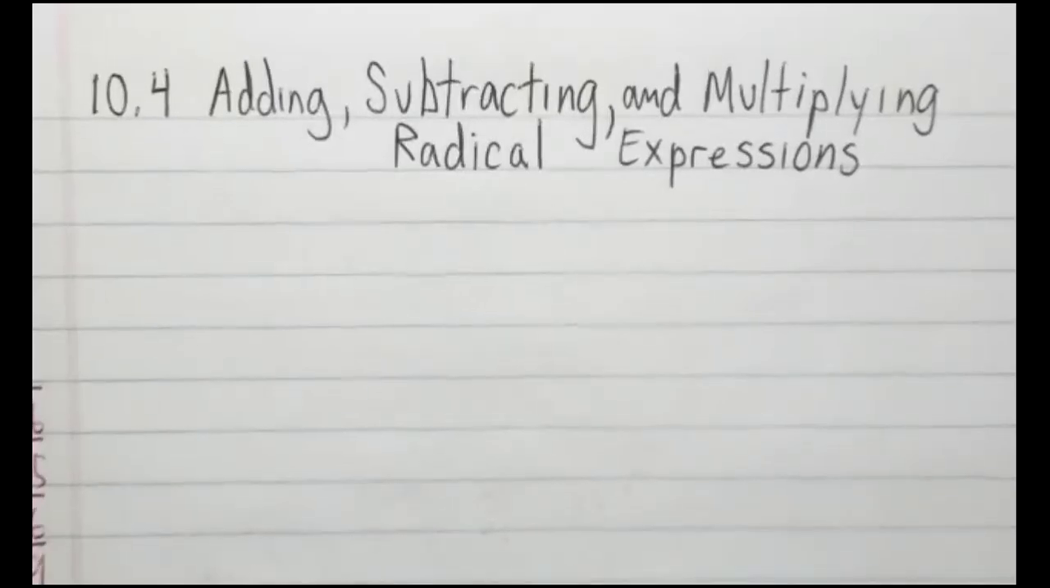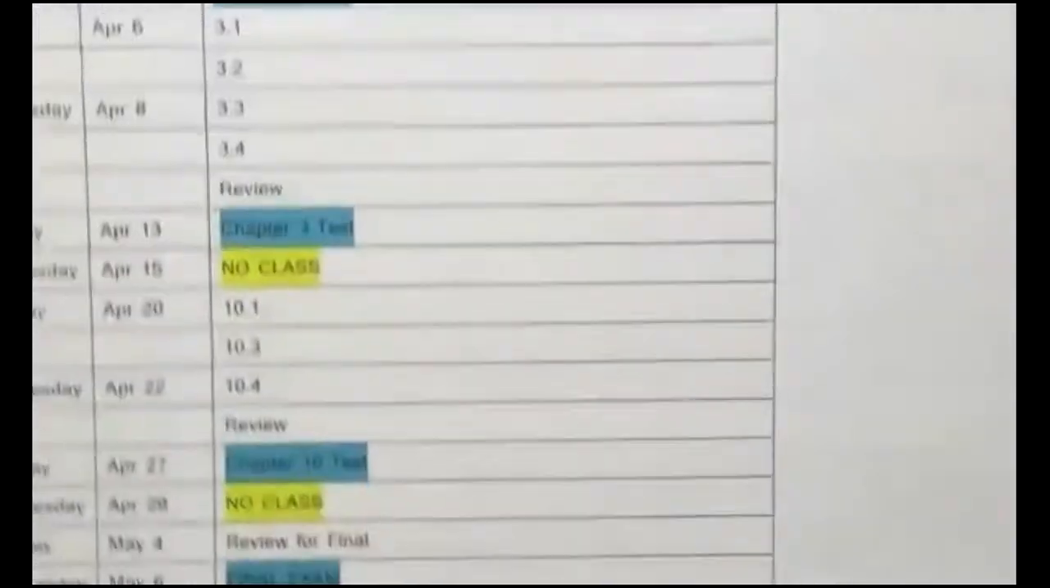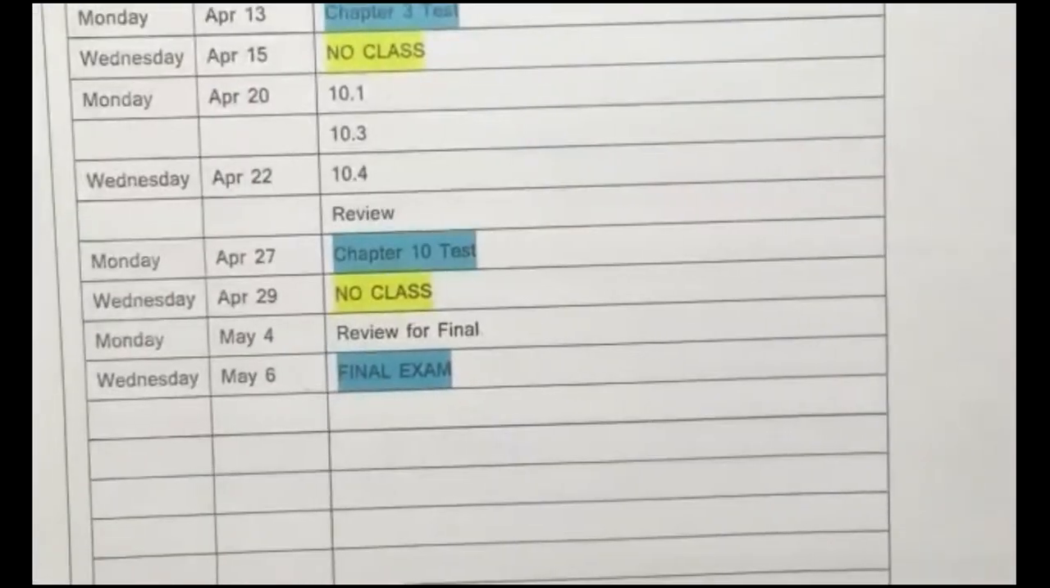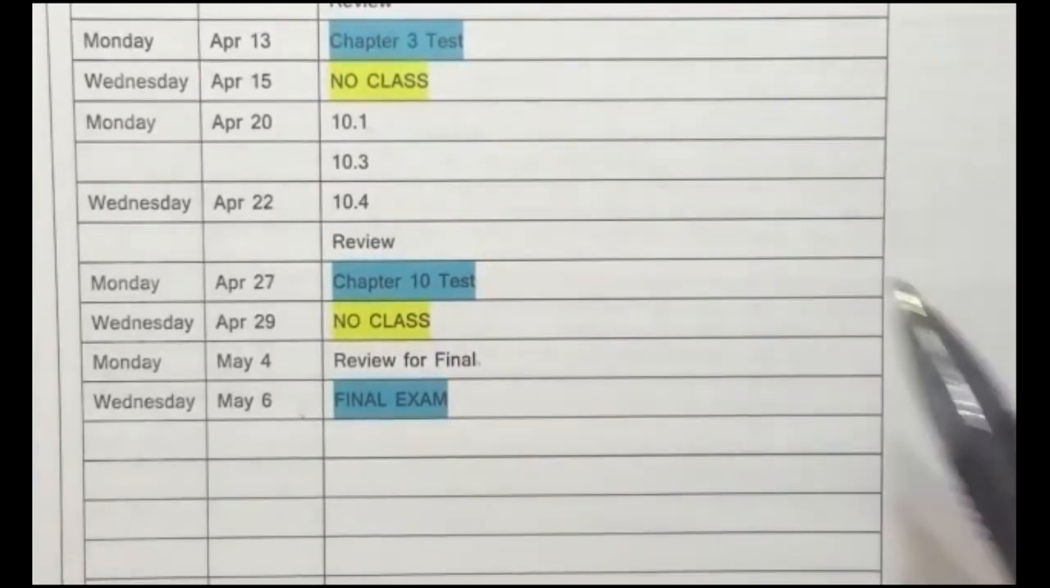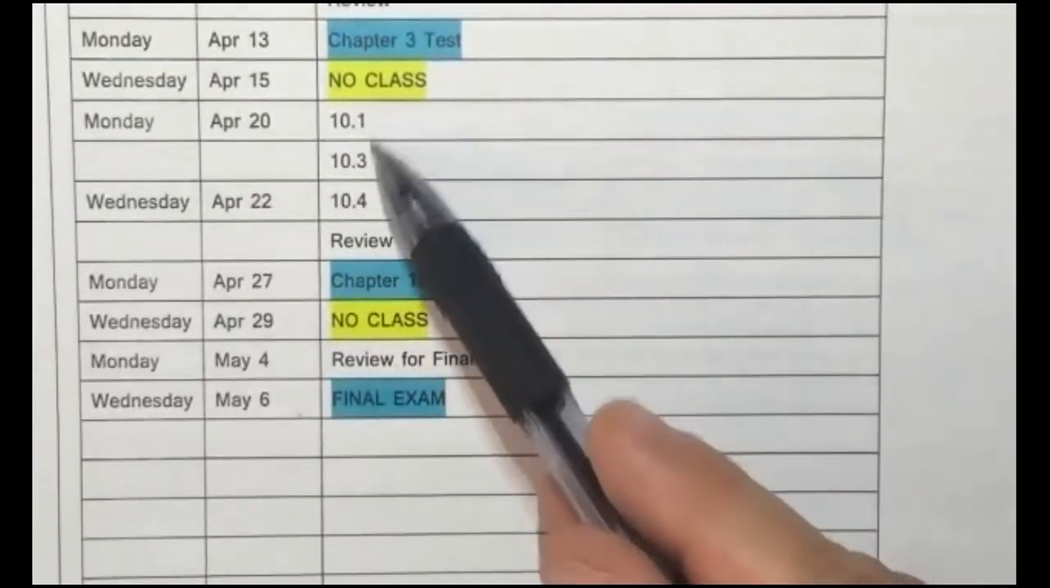All right, good morning. We're going to finish up with Intro to College Math. Our last section we have to cover is 10.4. It's adding, subtracting, multiplying radical expressions. Before we get into the meat of that, I just want to review where we're at right now. So again, this is that last section.